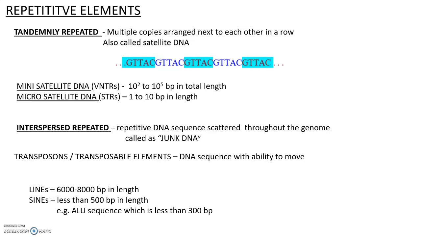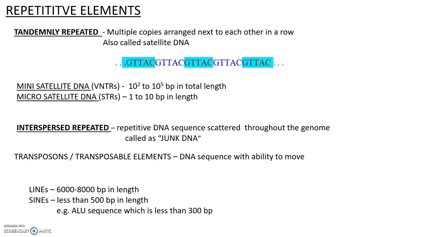The next type of repeated elements are interspersed repeated elements. These are repeated elements which are scattered throughout the genome. They are also called junk DNA because the function of these repeated elements is not yet discovered. They are also known as transposons because they have the ability to move from one sequence to another sequence, and wherever they move, they leave copies of themselves wherever they stop. These interspersed repeated elements are again of two types, that is, LINE and SINE.